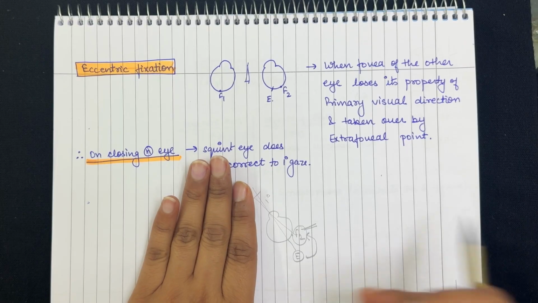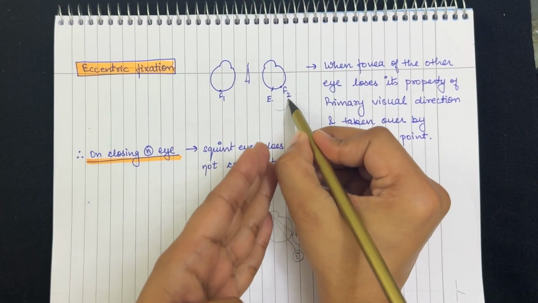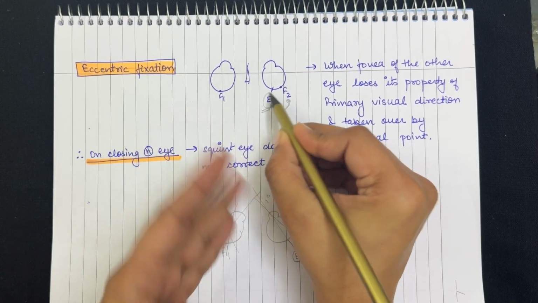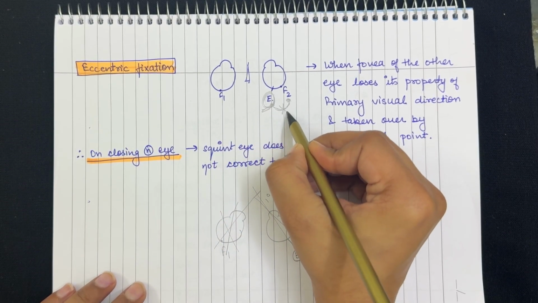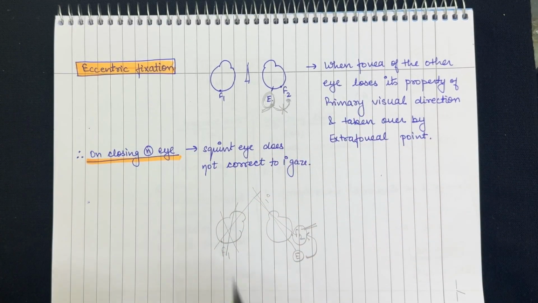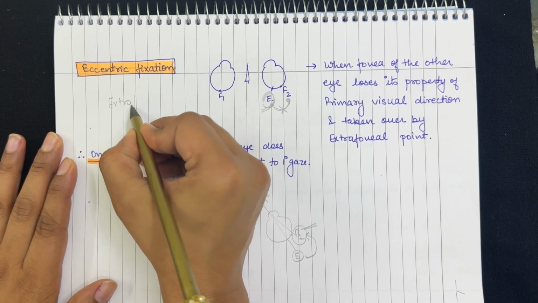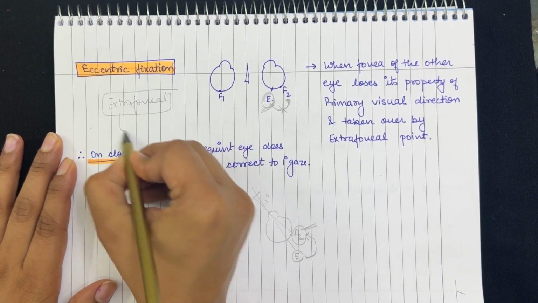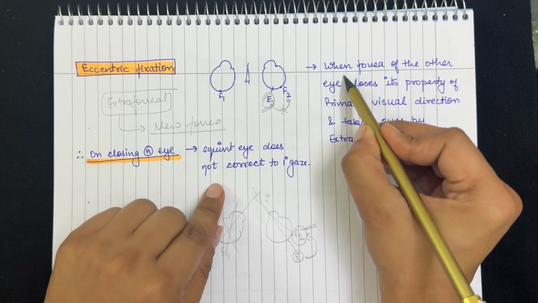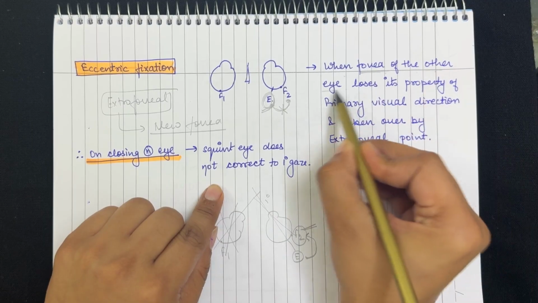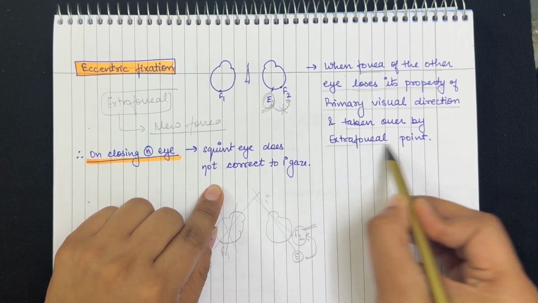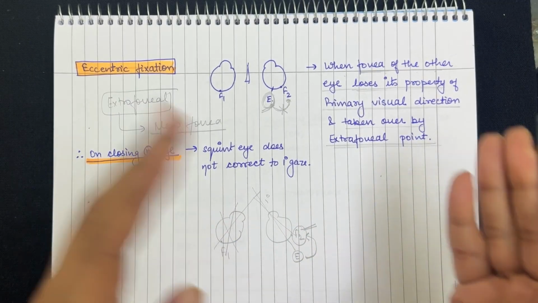But what if it is like Game of Thrones, where I gave the foveal power to the extrafoveal point, but now he has taken over the kingdom. Now he is not giving it back to the fovea, right? Then it becomes eccentric fixation. So remember that in eccentric fixation, the extrafoveal point is now the new fovea for that eye. So when the fovea of the other eye loses its property of primary visual direction and is taken over by the extrafoveal point, then it is eccentric fixation.